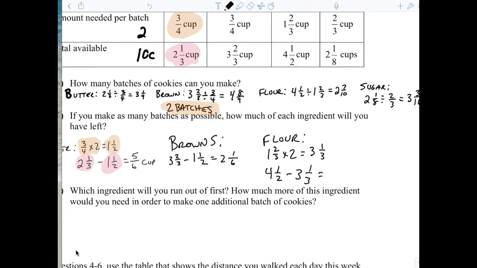And what do I have there? I got 1. 4 1/2 minus 3 1/3 is 1... I got 1 1/6. Oh, I did 3 1/2. Yeah, I got 1 1/6. All right, good. So you have 1 1/6 cup of flour remaining.